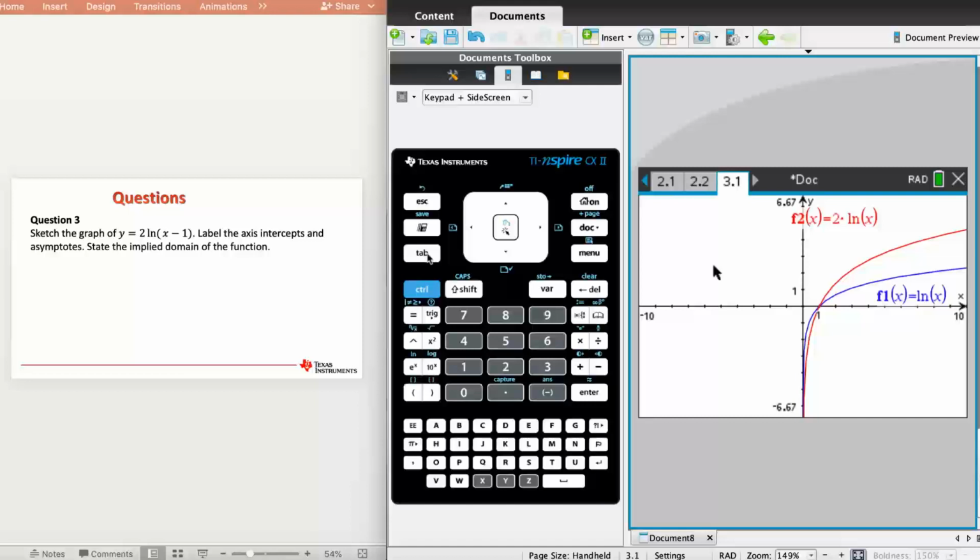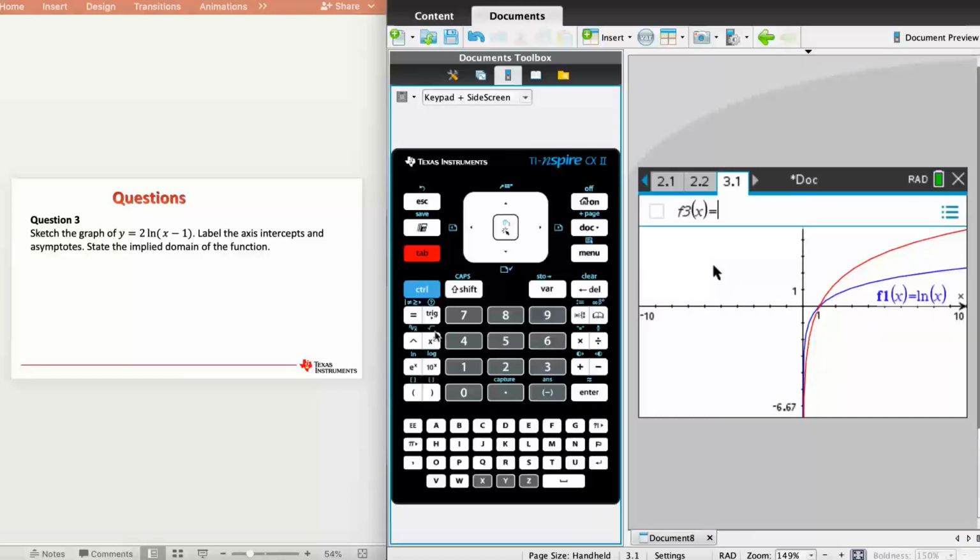The graph that I actually need to look at is the graph of 2 natural log, so control, natural log, of x minus 1.